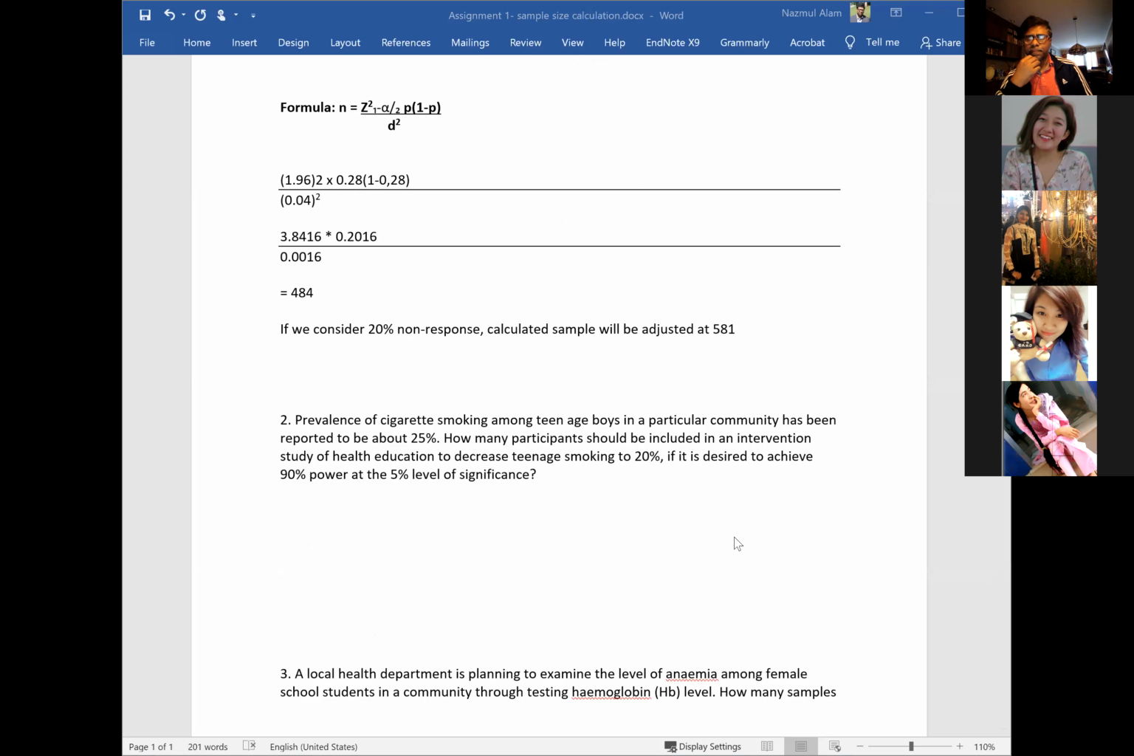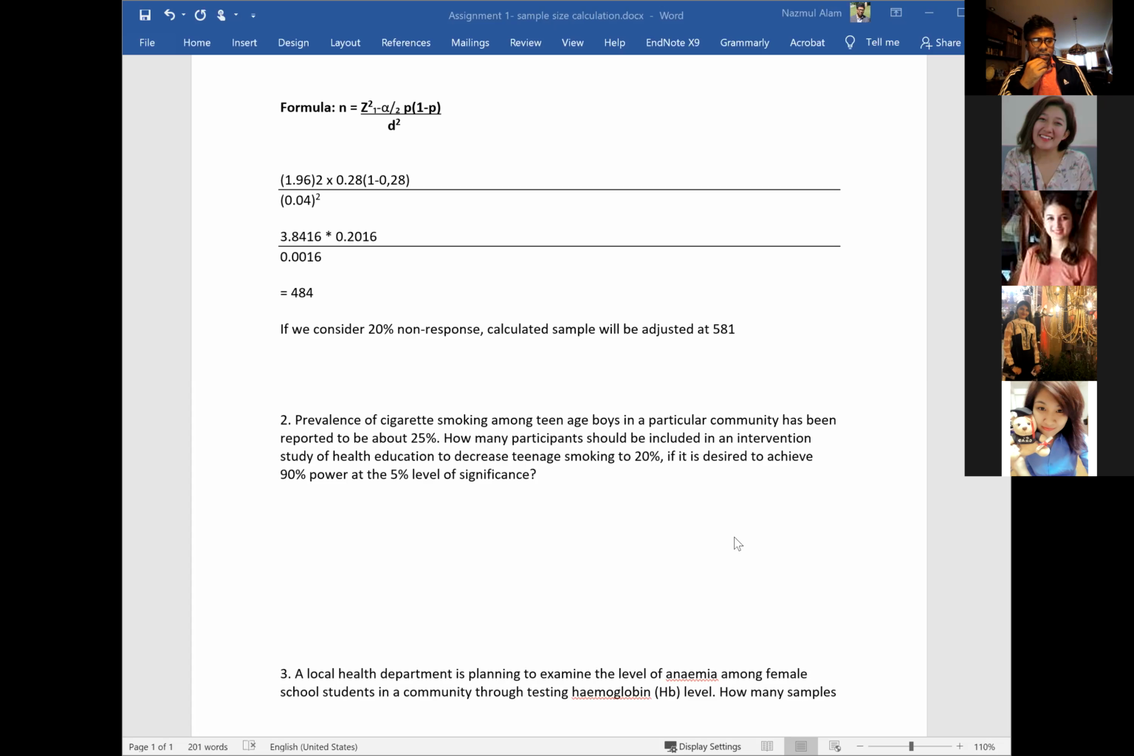So power is the level of confidence, right? And 5% level of significance is the same as 5% alpha, not precision. Only alpha. Yes, alpha. So here you see this prevalence, P1 and P0, P0 and P1, right?